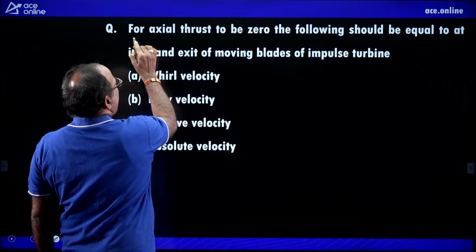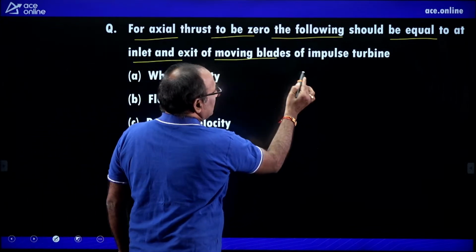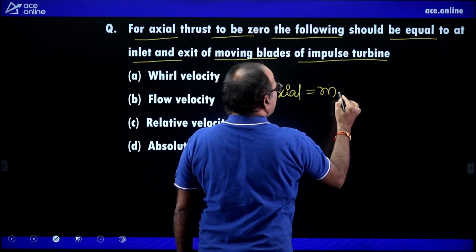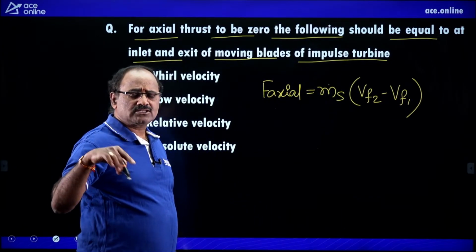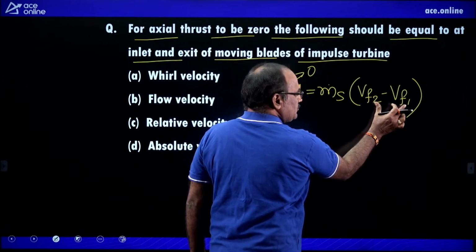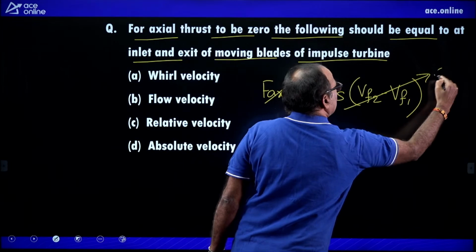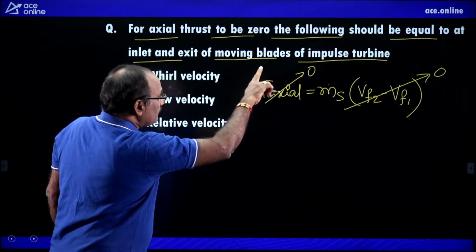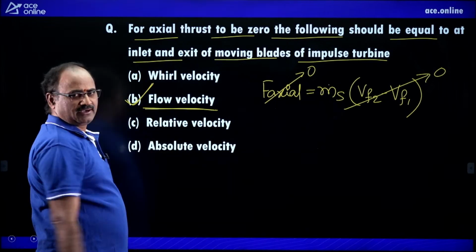It is asked like this. For axial thrust to be 0, the following should be equal at inlet and exit of moving blades of an impulse turbine. What is axial thrust? Axial thrust, or axial force, equals mass flow rate of the steam into Vf2 minus Vf1. Here Vf2, Vf1 are the flow velocities, also called axial velocities. Here axial thrust is 0. For axial thrust to be 0, either the mass flow rate must be 0, or this difference must be 0. But the steam is always flowing over the turbine blades and the mass flow rate is not 0, so this flow velocity difference is 0. When this flow velocity difference is 0, the axial thrust becomes 0. That is what he asked. So Vf1 and Vf2, that means flow velocities, must be equal at inlet and outlet.